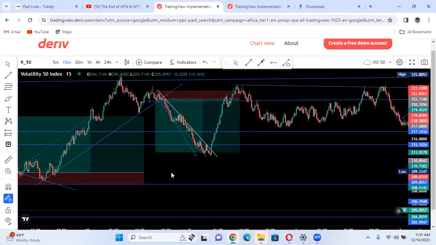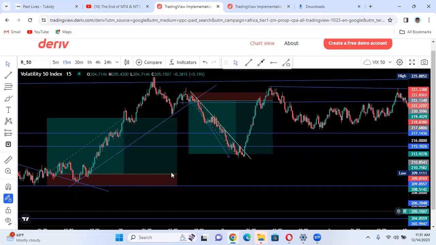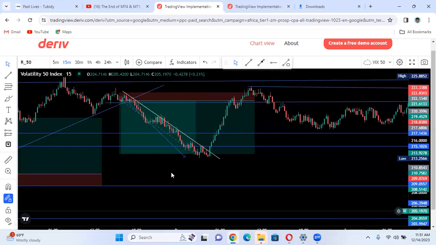But mostly what I consider on a trend line is just structure, market structure. When it forms a reversal pattern, I'm there.